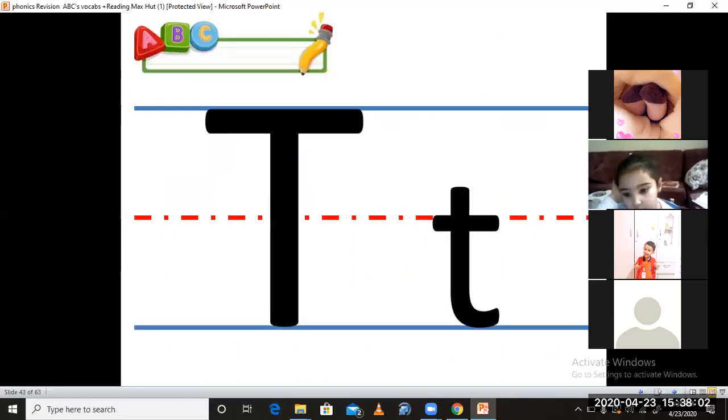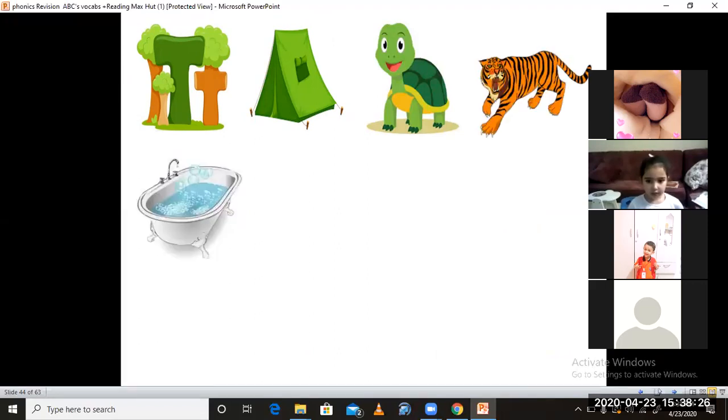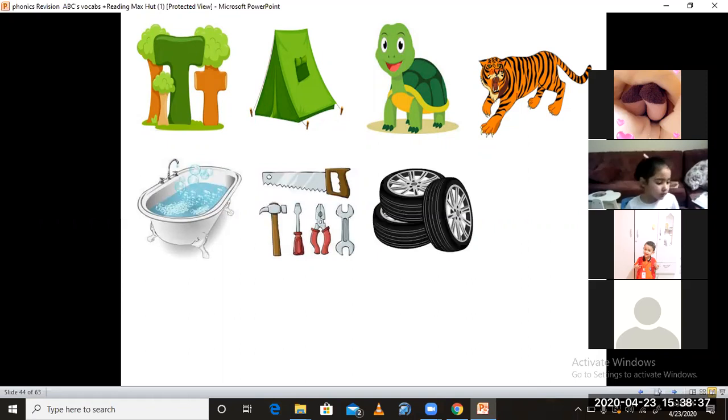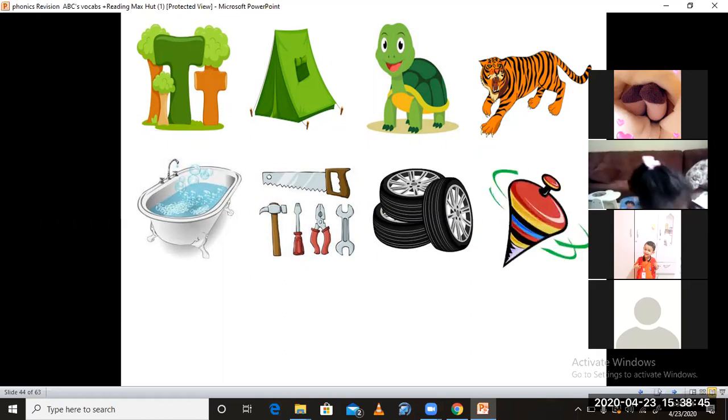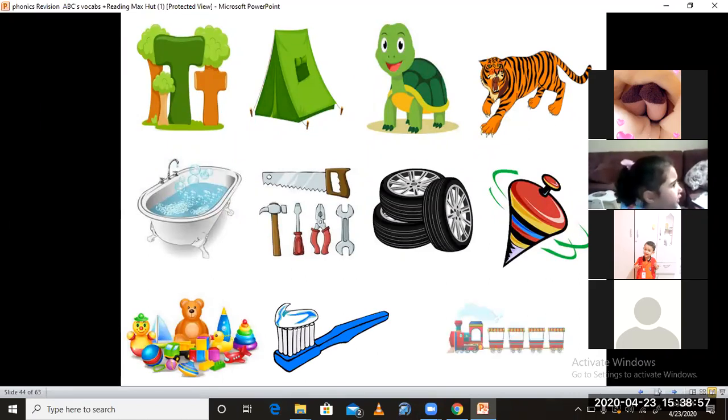Next letter T. Letter T. The sound for letter T. Very good. Let's see the words for letter T. Tent. Very good. Tiger. Toothbrush. Very good. And this one.